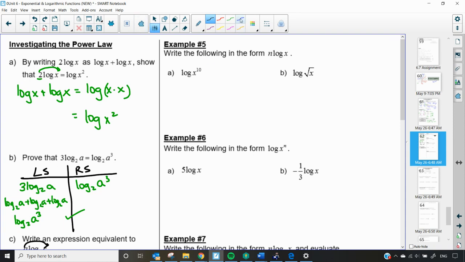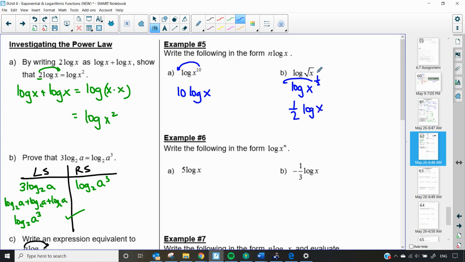All right, so the first question says to write the following in the form n log x. Our first expression is log of x to the 10. That 10 is going to come forward, and we're going to have 10 log x. If you remember, when we have just log x, that means our base is also 10. It's just invisible. We don't write it. For the next expression, first we're going to have to put our argument in exponential form. So we've got log of root x is the same as log of x to the 1/2. Our 1/2 comes forward, and we're left with 1/2 times log of x.